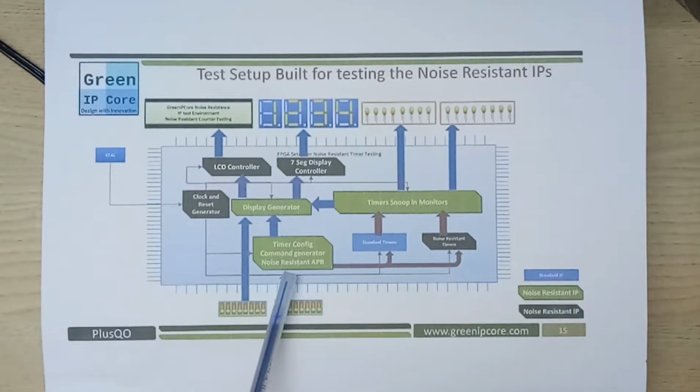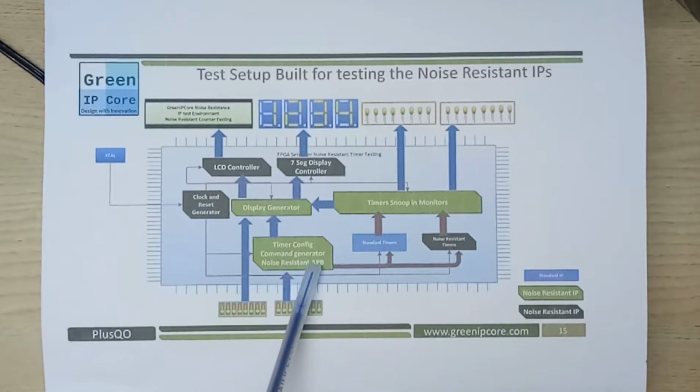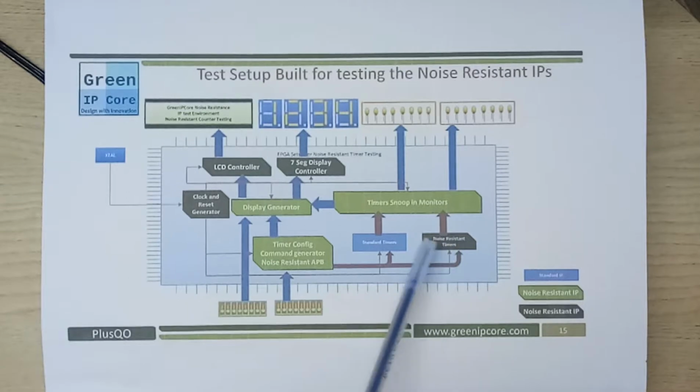configuration generation block, which generates configurations on the APB interface or any other interface where the IPs can be connected and configured based on the commands which are selected from here. The command goes over here, is translated to the bus system, and is delivered to these DUTs.